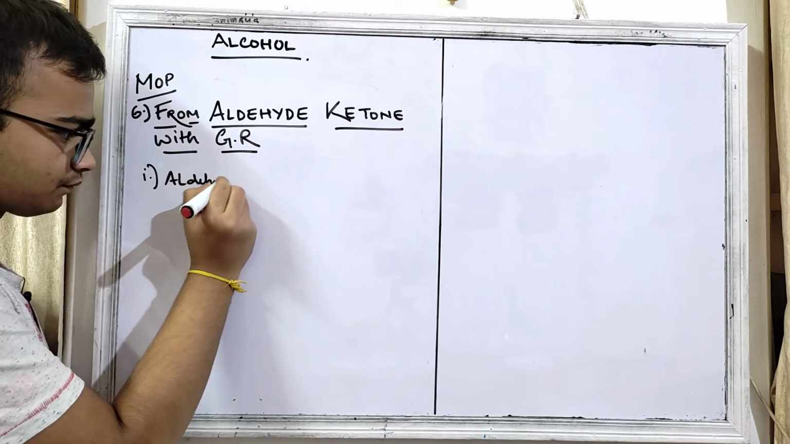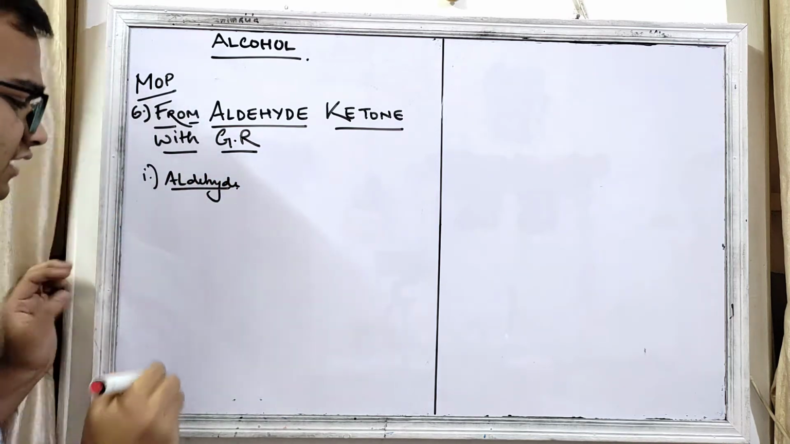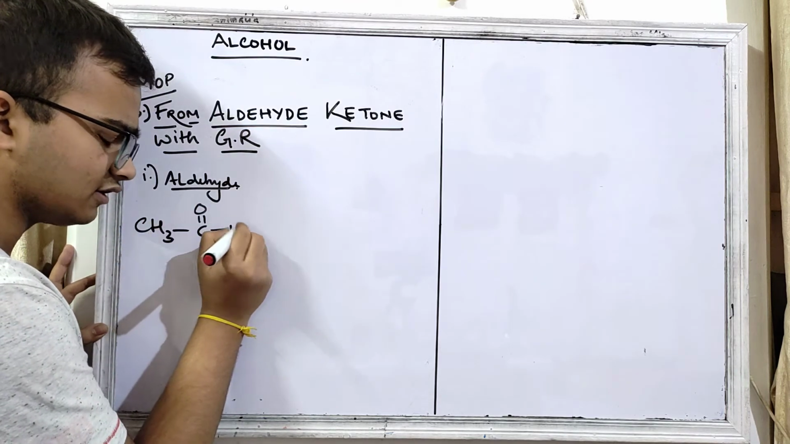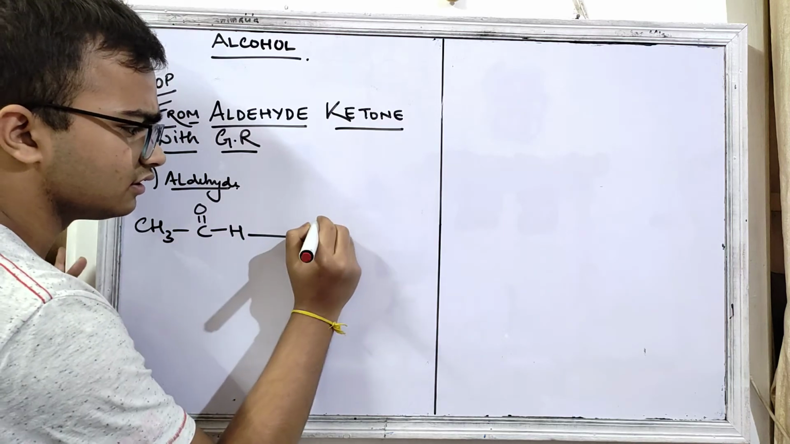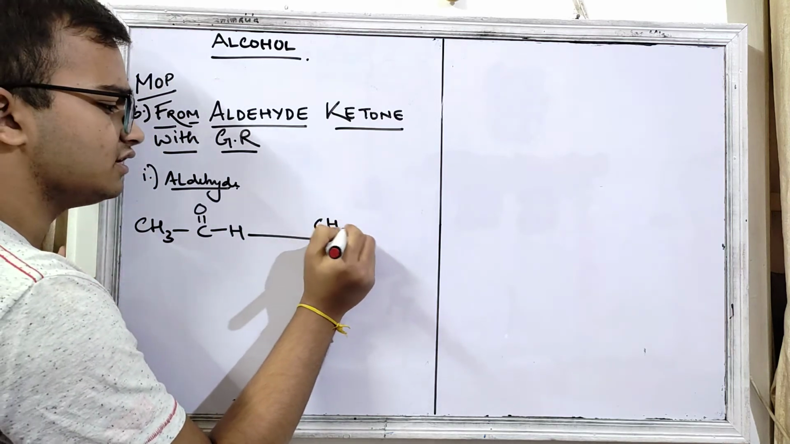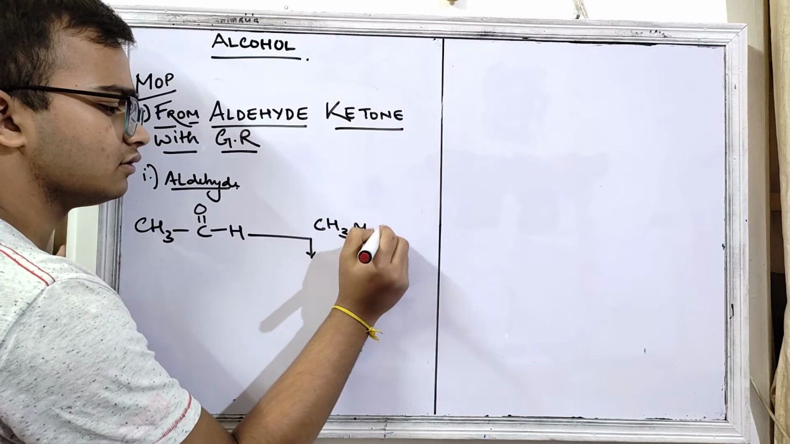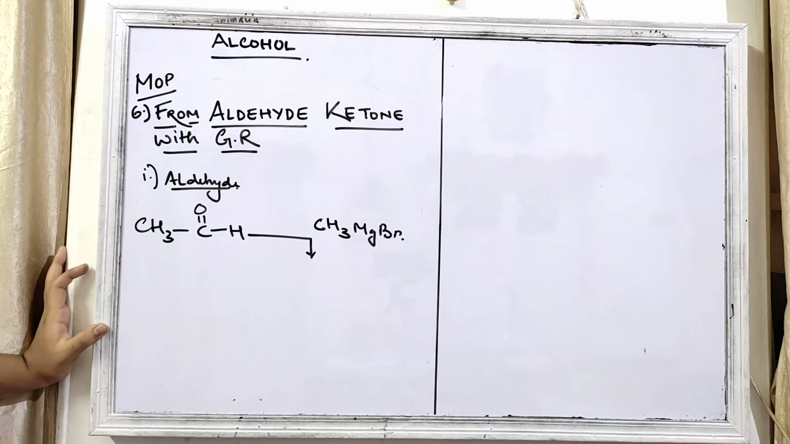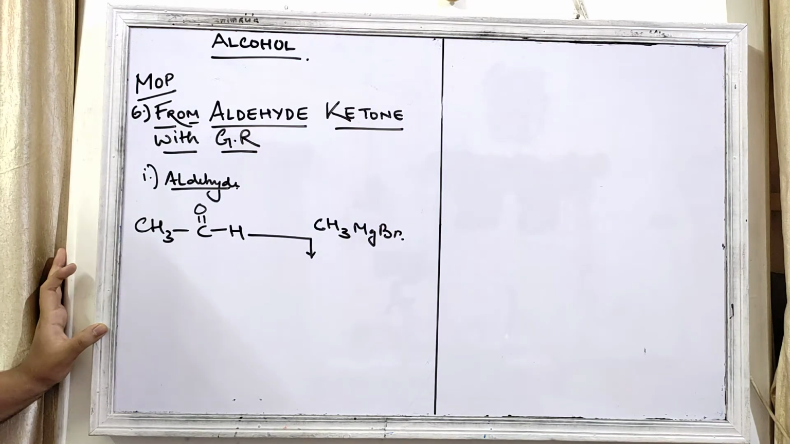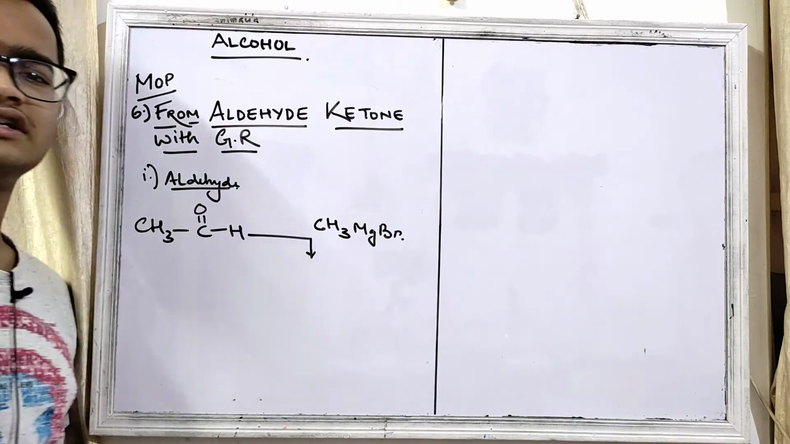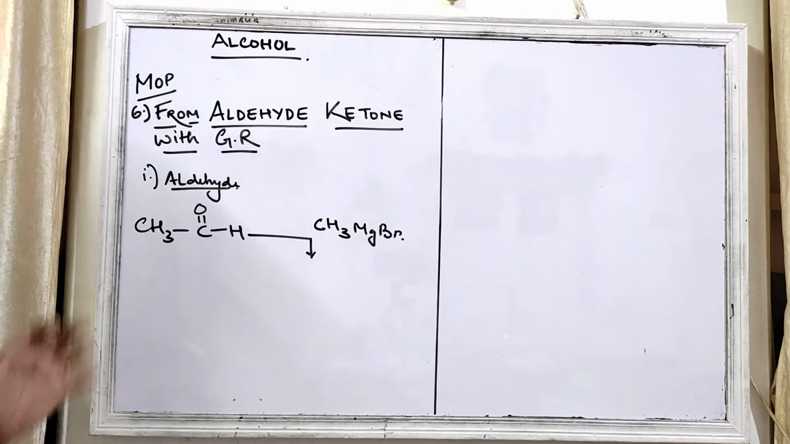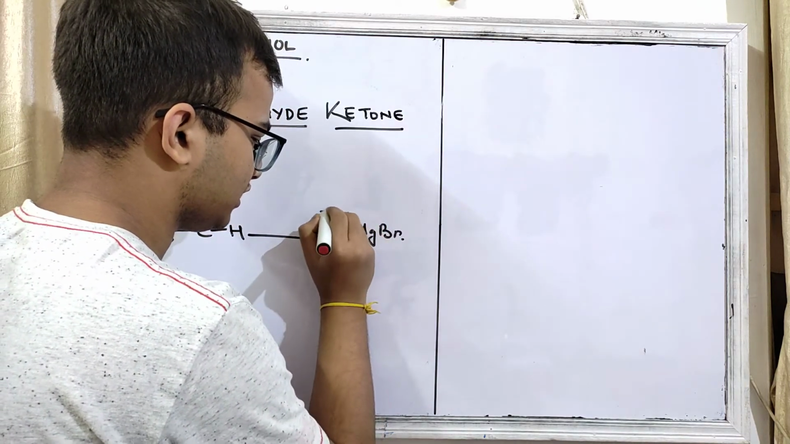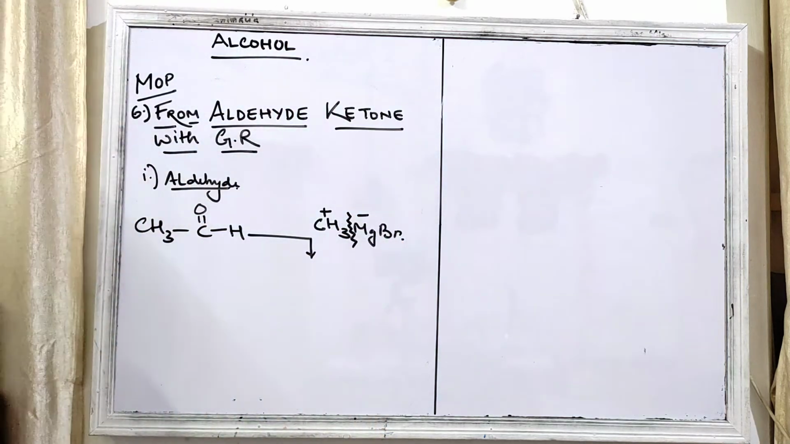Aldehyde. Okay, let's take any aldehyde. Write CH3, C double bond O, and here is single bond H. We will treat it with Grignard reagent. It can be CH3MgBr. This is methyl magnesium bromide. Now if you remember how the bond cleavage in the Grignard reagent occurs, this bond breaks like this. Here C gets a plus charge and here Mg gets a negative charge.